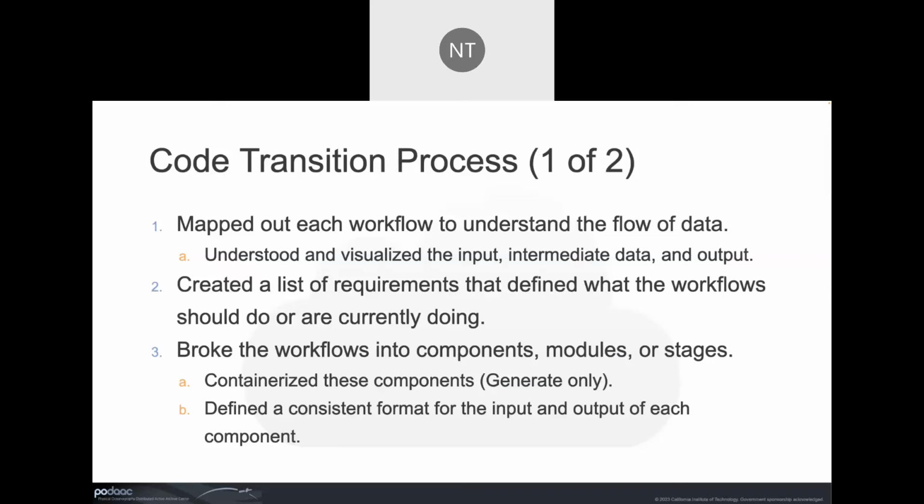So then in step 3, we broke both workflows into components, modules, or stages. And then for Generate only, we containerized those components. A container serves as a way to isolate the environment that the code for each component needs to be able to run. For Generate, this is really useful because a lot of the components are written in more than one programming language. So we were able to wrap those dependencies for each component into a single executable package. So kind of one container per component.